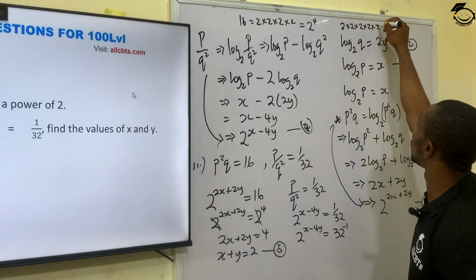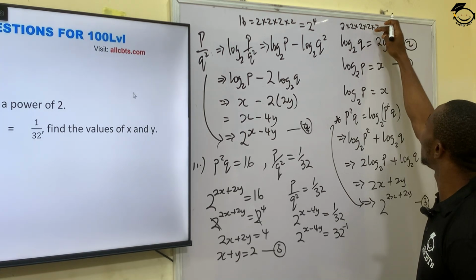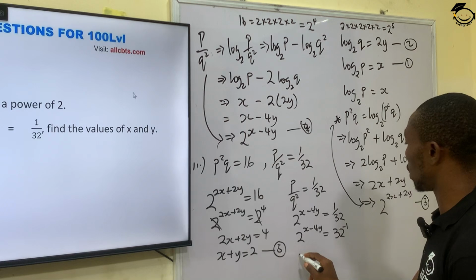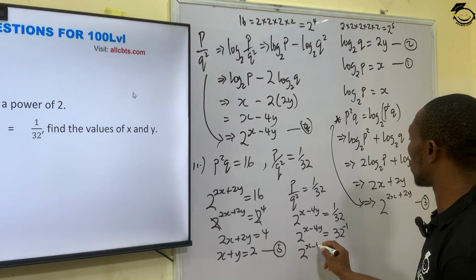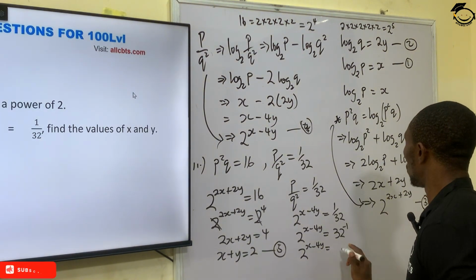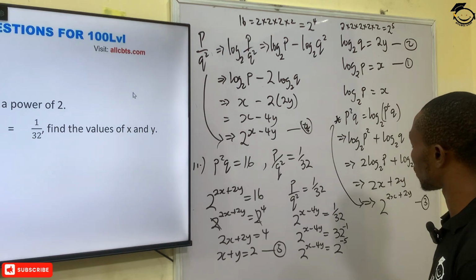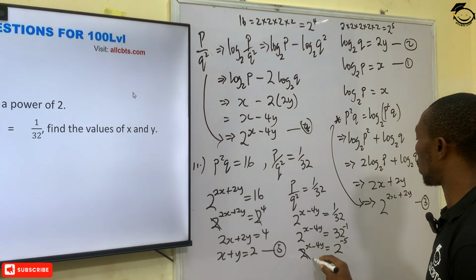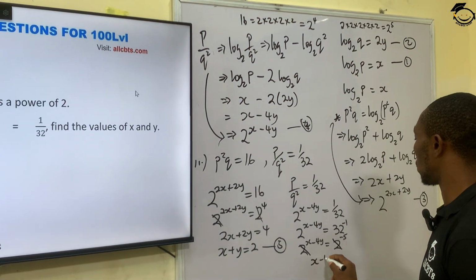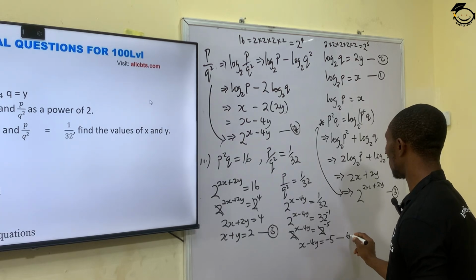Now breaking our 32 down to the powers of 2, this becomes 2 times 2 times 2 times 2 times 2. 2 times 2, 4. 4 times 2, 8. 8 times 2, 16. 16 times 2, 32. That is 2 raised to power 5. So this gives us 2 raised to power x minus 4y equals 2 raised to power 5 times minus 1, which is minus 5. All right, now we can equate our bases. So we will be having x minus 4y equals minus 5, equation 6.